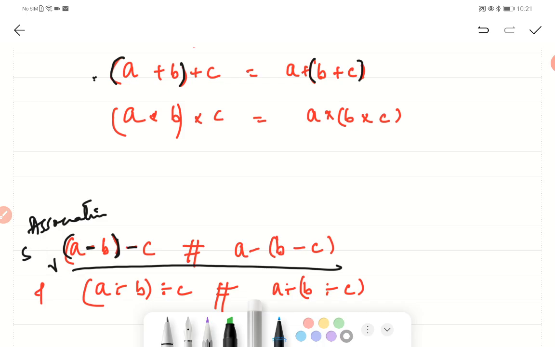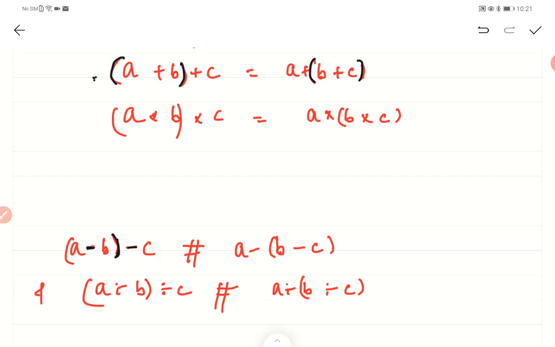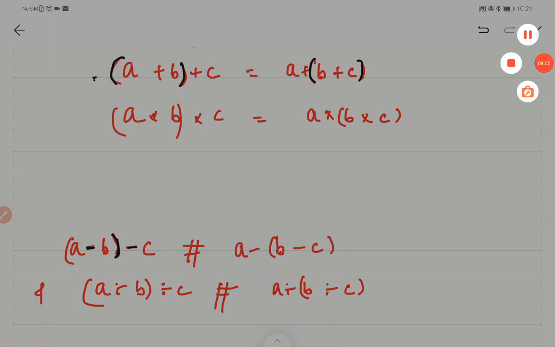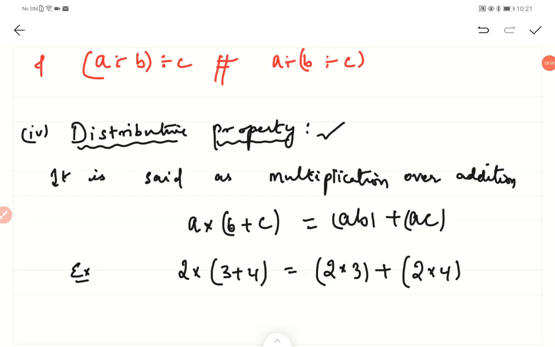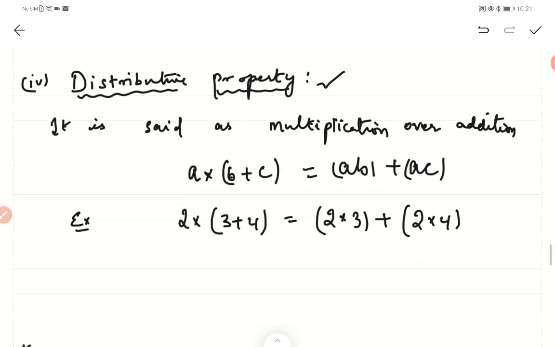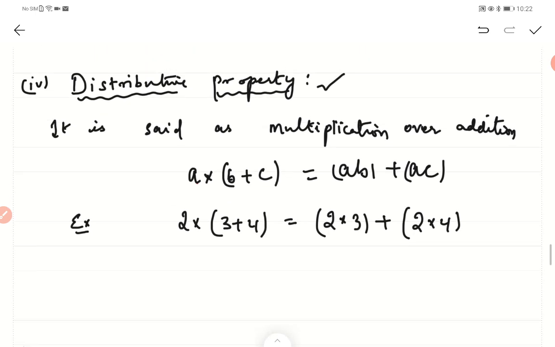Okay students, now let me go to the last property of the whole numbers which you are going to see. It is the distributive property, which is a very important property for simplification of any kind of numbers, or for proving.